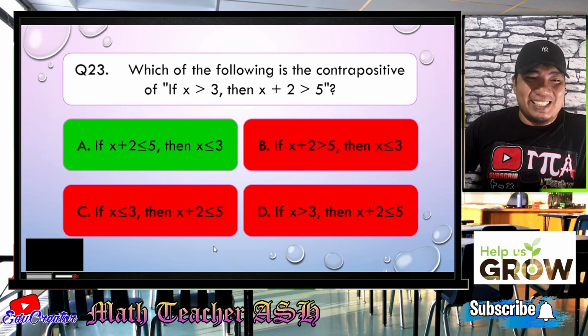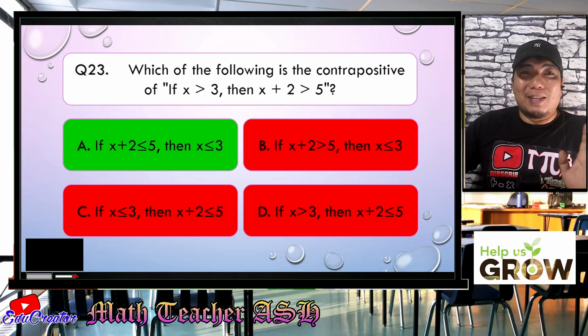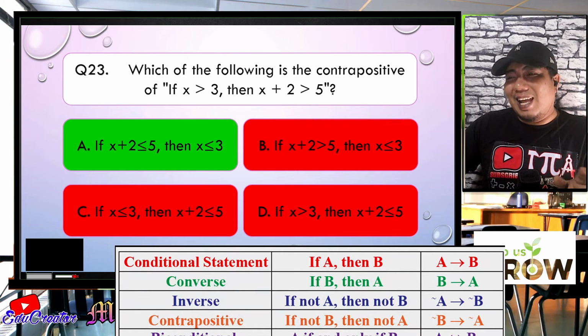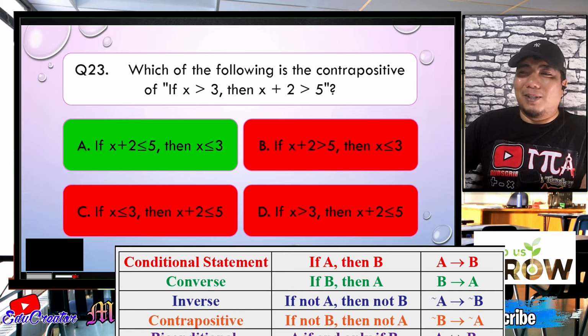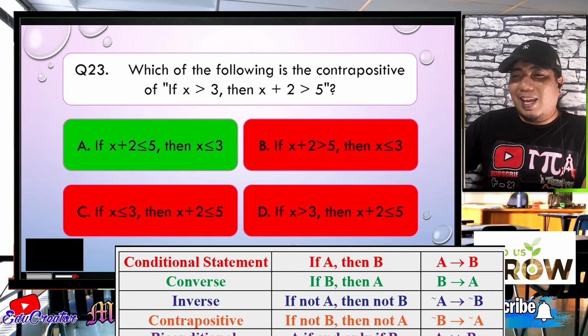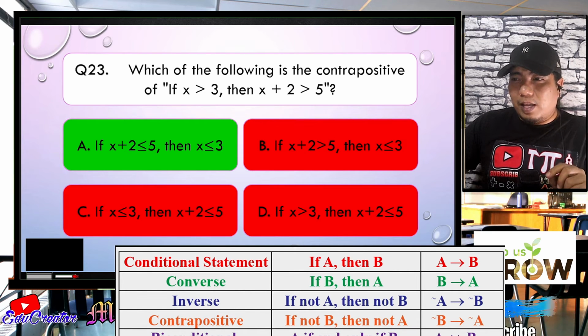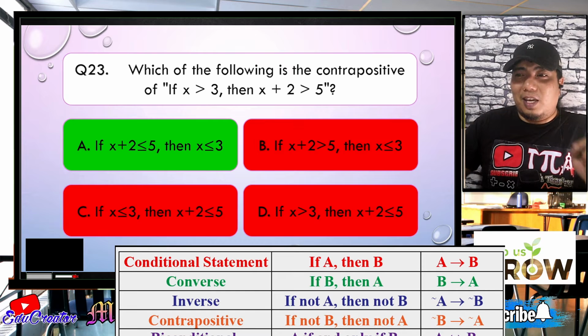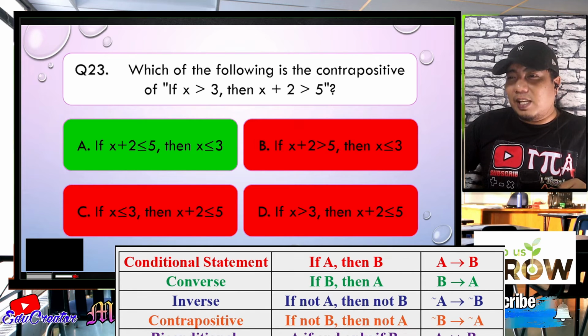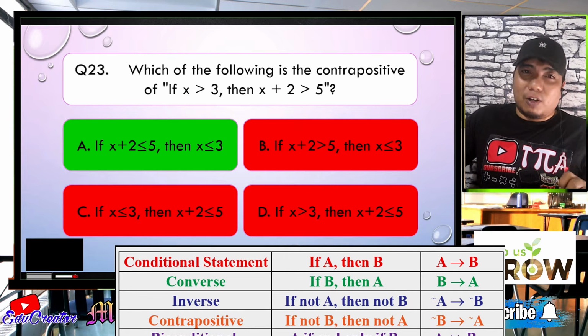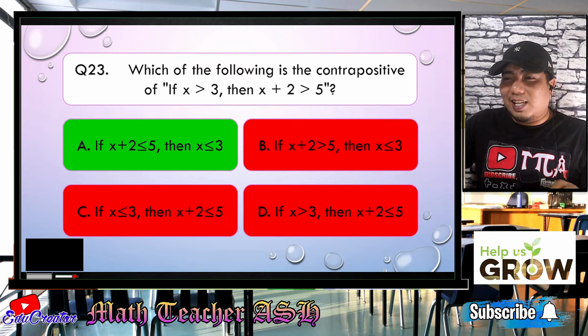I hope that is easy for you. Let me just remind you of what I'm talking about. For the converse, if B, then A. Inverse, if not A, then not B. Contrapositive, if not B, then not A. As you can see here, the conditional statement and the converse statement do not use negation, but they interchange the hypothesis and conclusion. While the inverse is the negation of the conditional statement, and the contrapositive is the negation of the converse. I hope that's clear to you, my dear math learners.